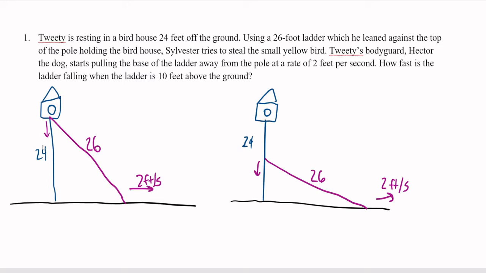What we don't know is how this is changing. Is that changing at the same rate? Is it falling faster? Is it falling slower? I don't know. All I know is that as I pull horizontally, it's the same 2 feet per second.